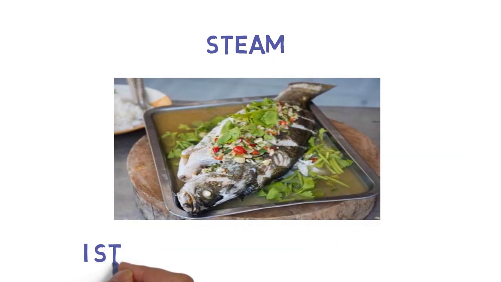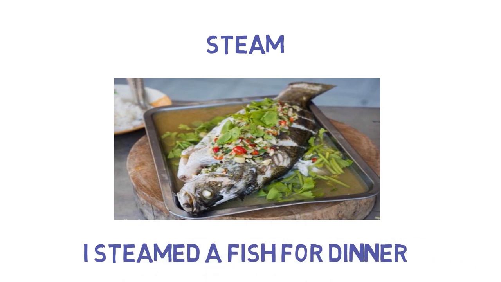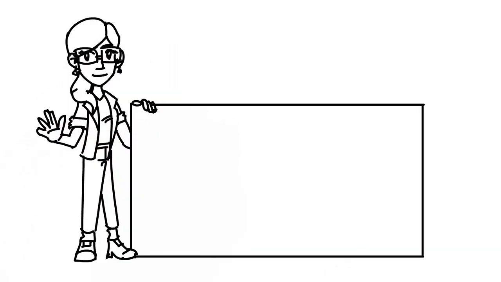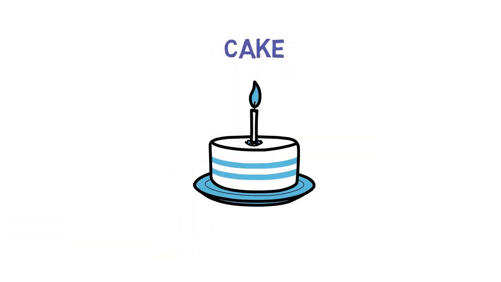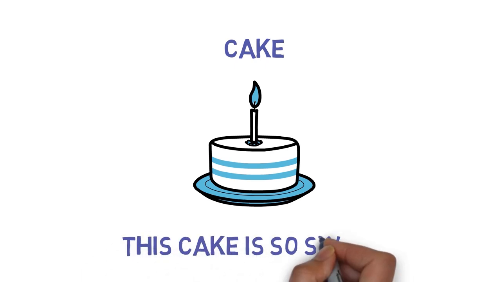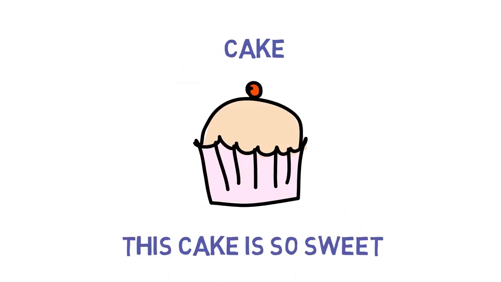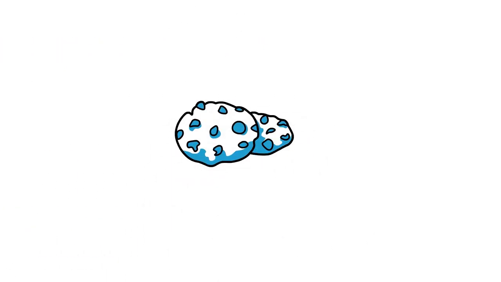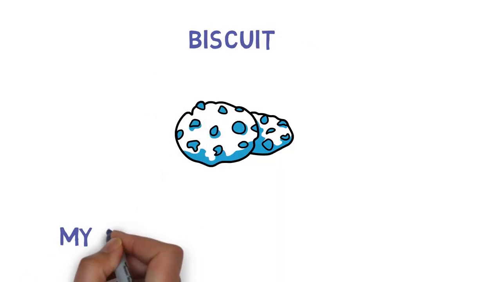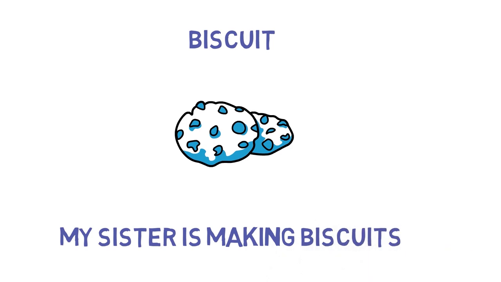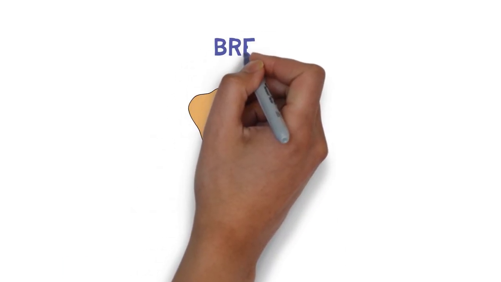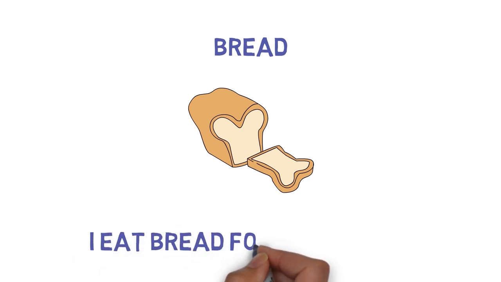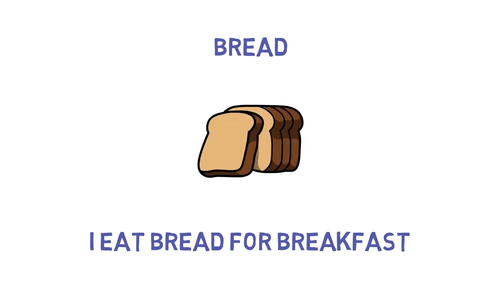Steam. I steamed a fish for dinner. 2. Foods. Cake. This cake is so sweet. Biscuit. My sister is making biscuits. Bread. I eat bread for breakfast.